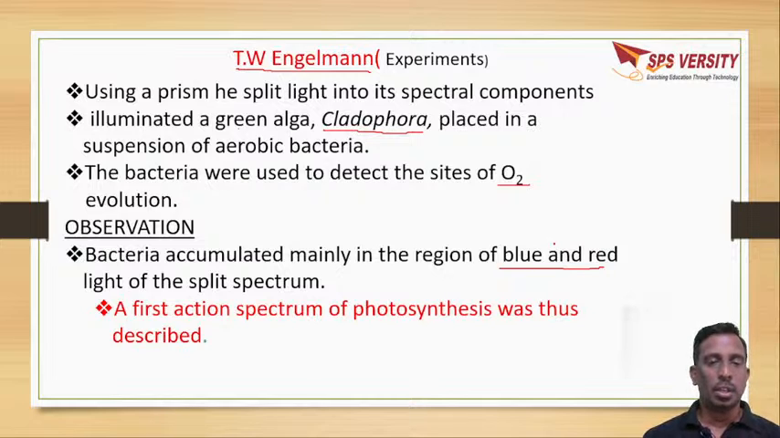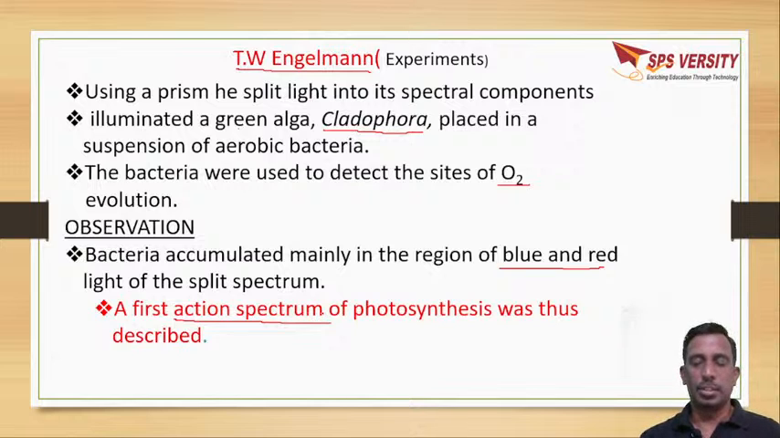So here the bacterial accumulation shows that in that region only, the majority of oxygen is released. Thus he has explained the action spectrum of photosynthesis. What is meant by action spectrum? The action spectrum means the rate of photosynthesis at a particular range of light. In all the light components, the rate of photosynthesis will not be the same.